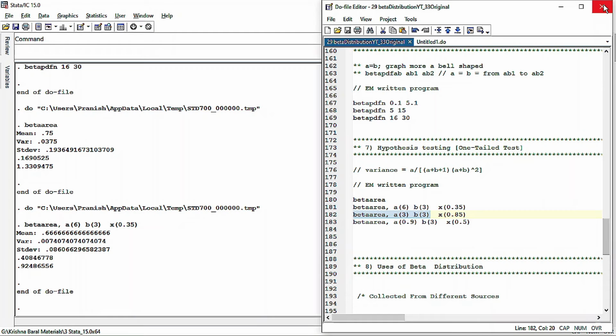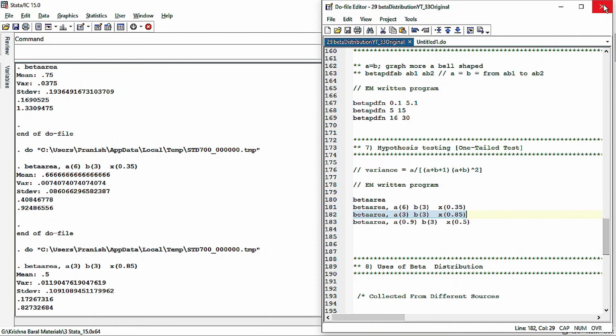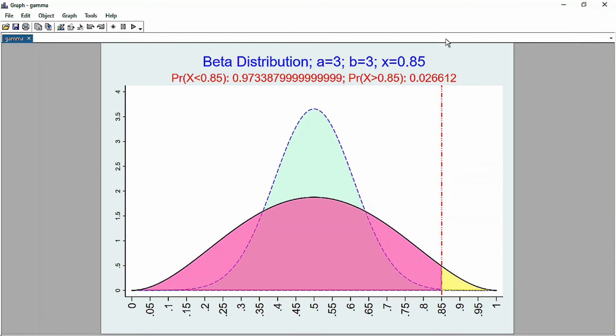Now let us see if a process follows a beta distribution and its shape parameters are 3 and 3 respectively. The shape parameters are equal, and we want to test a hypothesis whether the value of x is 0.85. So our null hypothesis is x equals 0.85, and two alternative hypotheses are x is less than 0.85 or x is greater than 0.85. So for our left tail test, the p-value is quite greater than our alpha value of either 5% or 1%. So we fail to reject the null in this case.